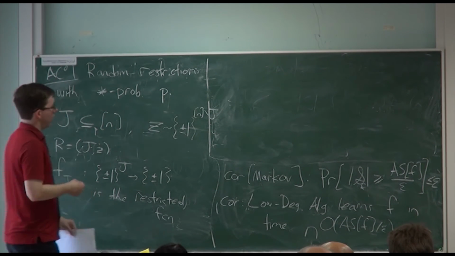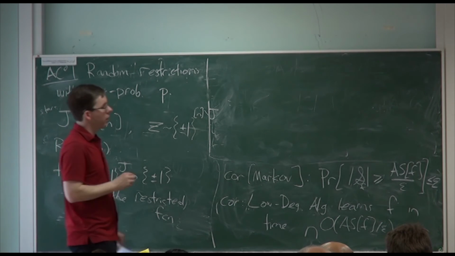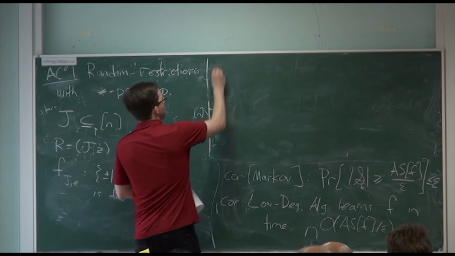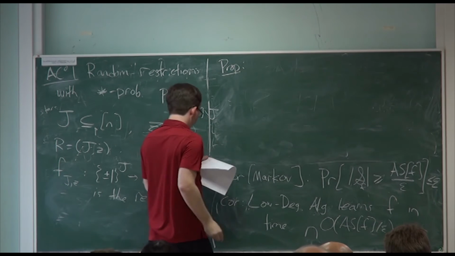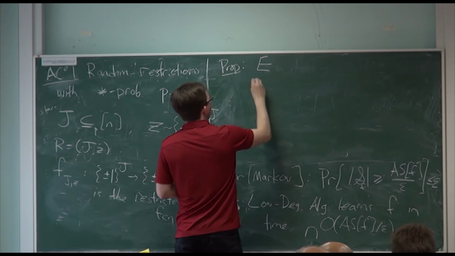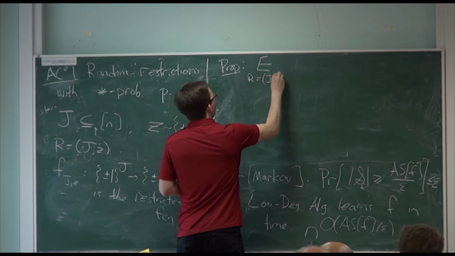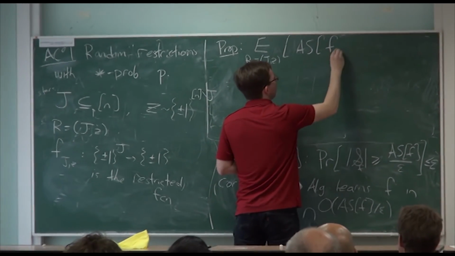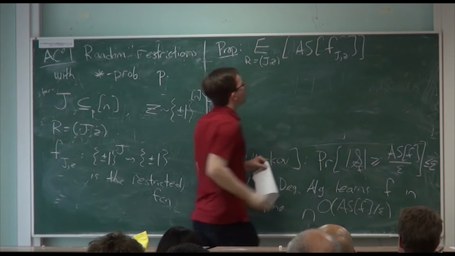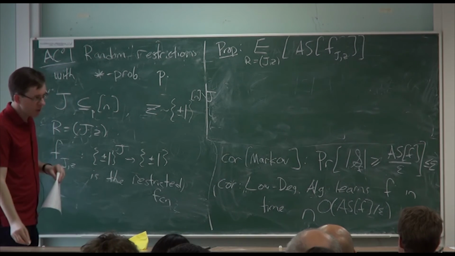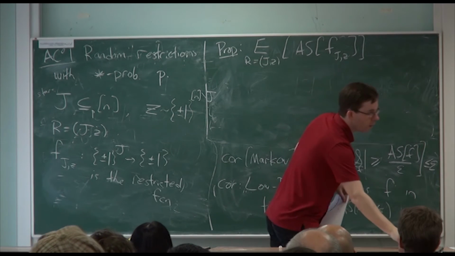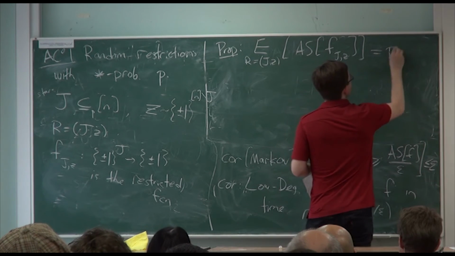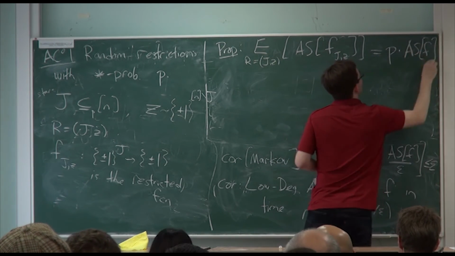Okay, so one beautiful thing about random restrictions, in addition to all the things that Ben told us, is that they also play very nicely with this average sensitivity concept. So here's a proposition that is not hard to prove. Suppose you pick a random restriction, and then you look at the average sensitivity of the restricted function. How does that relate to the average sensitivity of the original function? Well, the best thing that you could hope for is true. It's just equal to P times the average sensitivity of the original function.